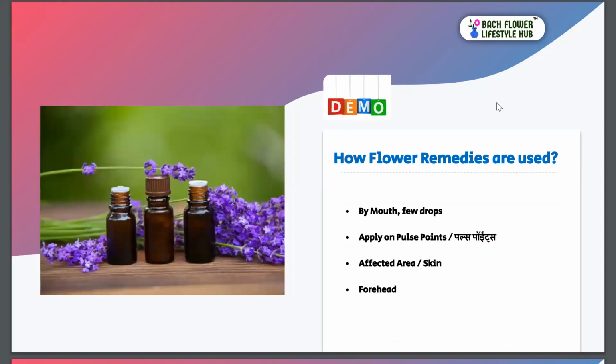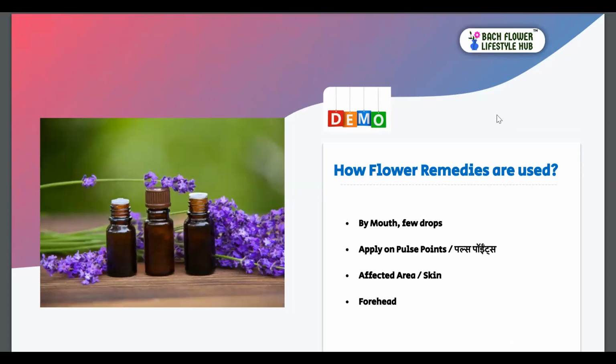The next section is how flower remedies are used, how practically they are used in our life. There are multiple ways these remedies can be used, but a very common way is to take a few drops of these remedies. It will be like this mixing bottle, with certain droppers, and we just take a few drops in our mouth, maybe 4 times a day, and that can help us with our issues. So we can take it by mouth.